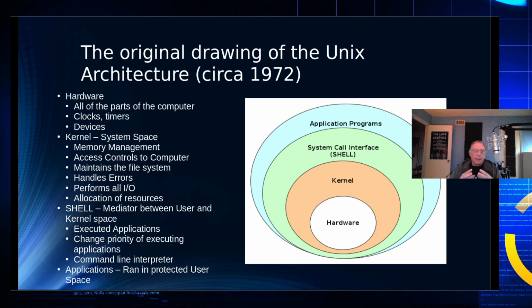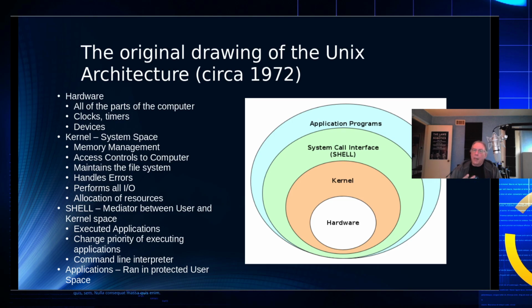And then the shell allowed us to execute applications from a command line. It allowed us to change priorities of those applications that were running, and it would just pass that message on to the kernel space. So it also acted like a command line interpreter, where it would allow you to do things like chain programs together. But the applications ran solely in user space, and of course we talked about that.